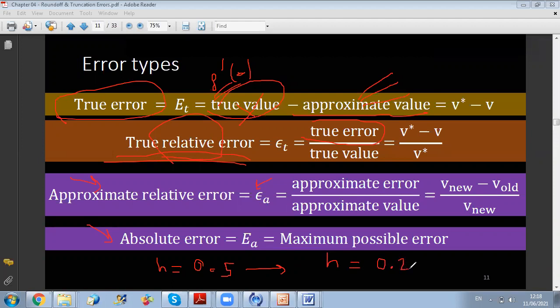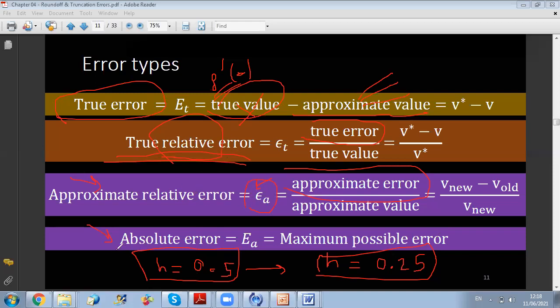And we will see then that we can find the approximate relative error by taking the difference between the f prime we got at 0.25 and the f prime we got at 0.5, over the f prime at 0.25. In this way, this error is possible to calculate even if we don't know the true value.